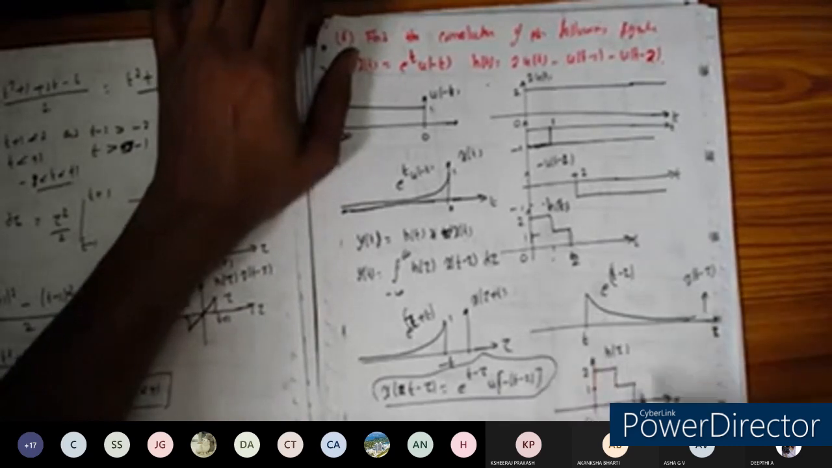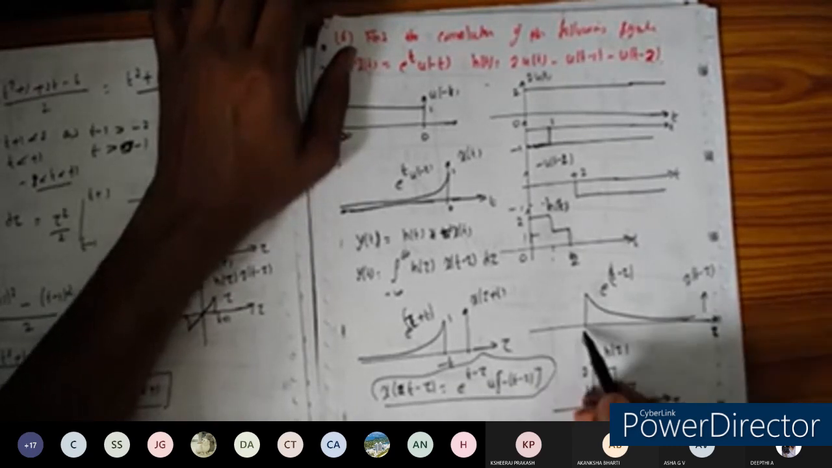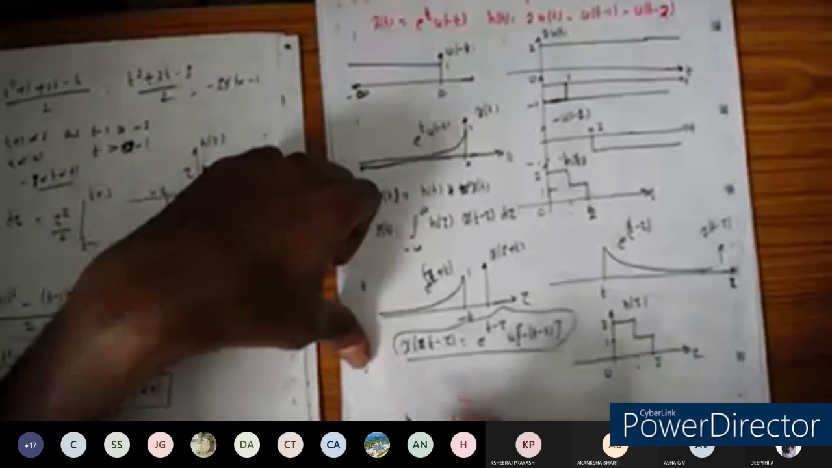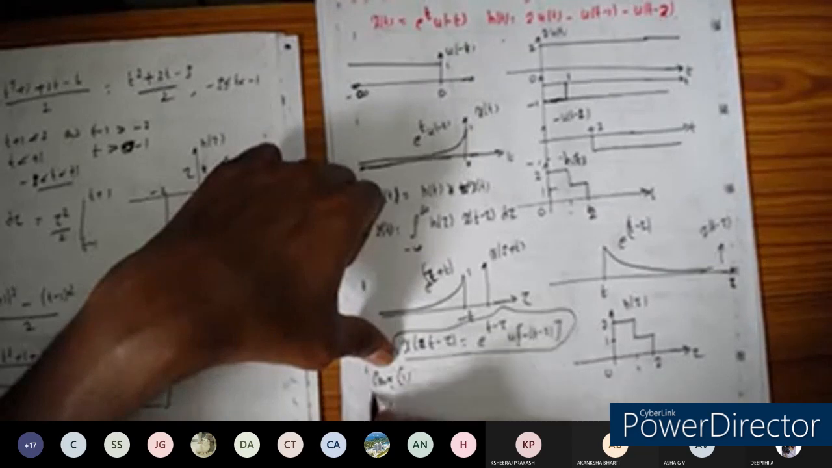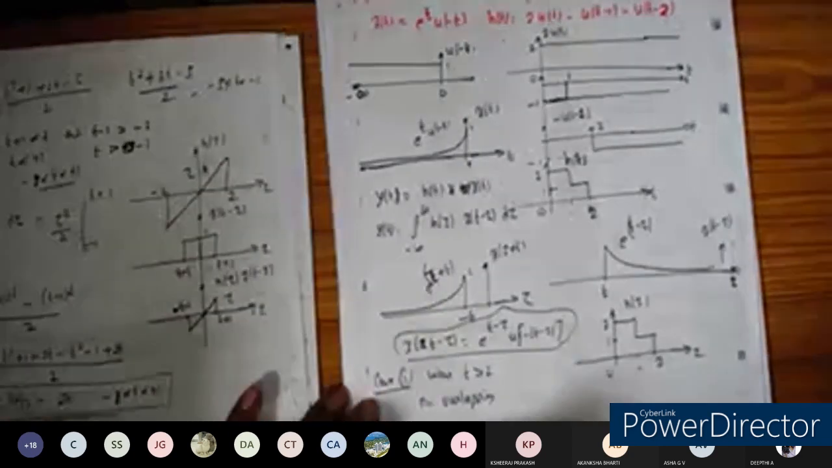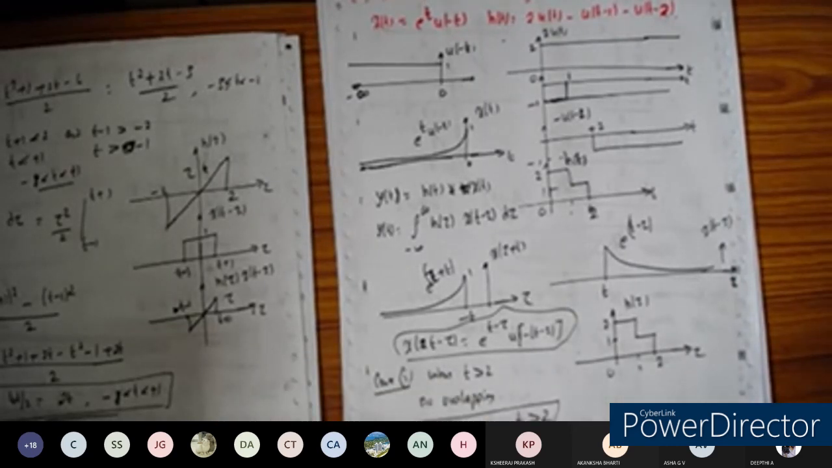The first case is the non-overlapping condition. We can observe that for t greater than 2, there is no overlapping of the signal, so y of t is equal to 0. Case 1: when t is greater than 2, there is no overlapping of the signal, therefore y of t is equal to 0.